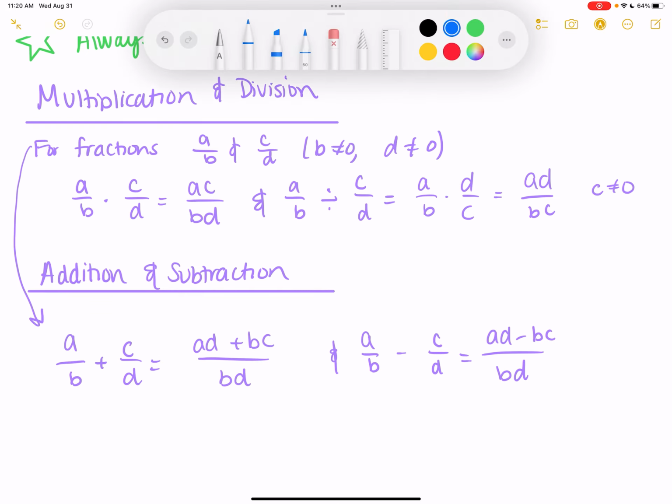And then the last definition, complex fraction, is the quotient of two rational expressions.